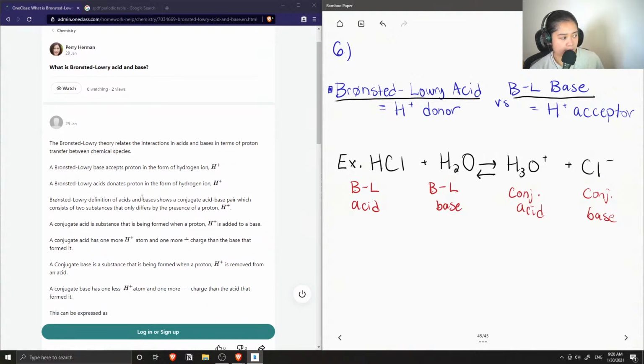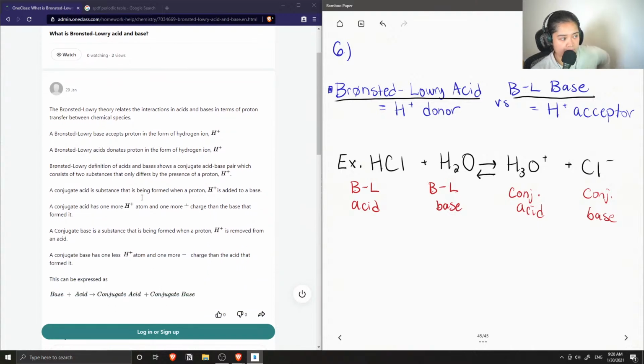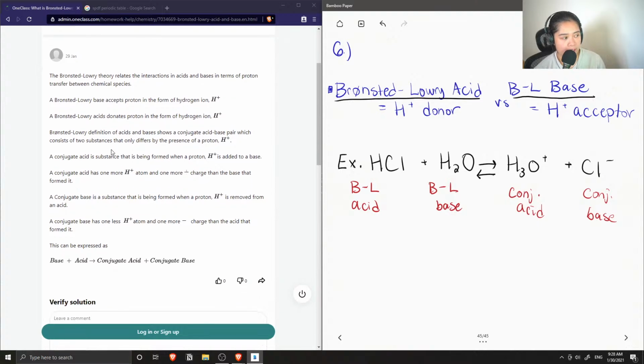Okay, so the junior tutor said that the Bronsted-Lowry theory relates the interactions in acids and bases in terms of proton transfer between chemical species. A Bronsted-Lowry base accepts the proton in the form of hydrogen ion, H+, and the acids donate the proton in the form of hydrogen ion.